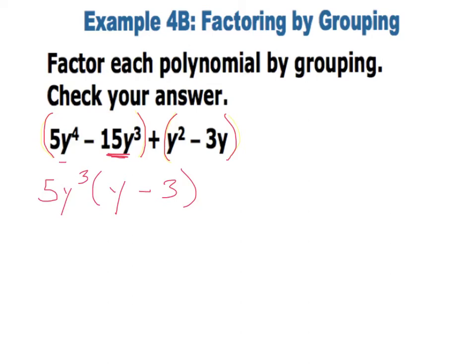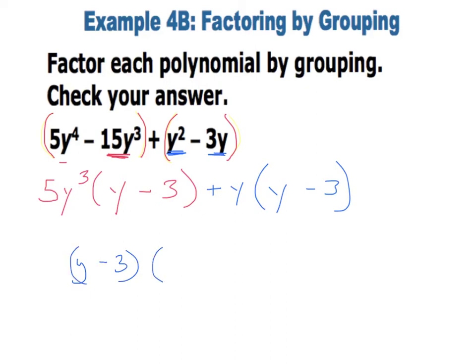Okay, so if I go to the next one here, let me change my color to blue. So let's see. Here I have a y squared minus 3y. I can factor out a y. So I'm going to factor out a y. And what's left here? Well, it looks like it's going to be a y. And what's left here? Minus 3. All right, now looking at that, looks like I have a y minus 3 as a common binomial factor.